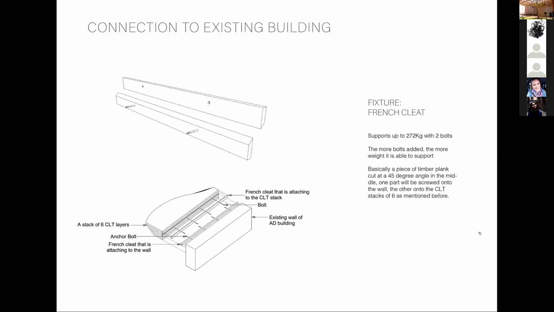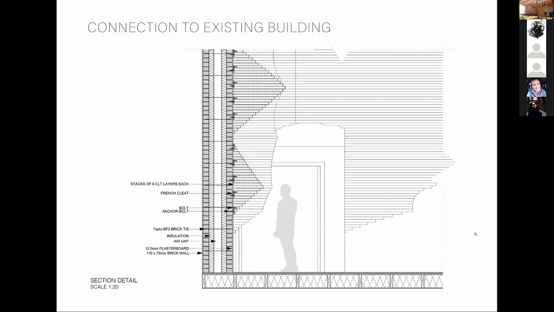So looking at the axonometric diagram here, the piece at the bottom of the French cleat with the bevel inclining towards the wall would be attached to the wall, and the remaining part would be screwed onto the CLT stacks of 6. So in more detail, here's a section showing the placement of the French cleats on one of the walls in the foyer area. You see here there's around 10 French cleats going across the walls and the CLT stacks.